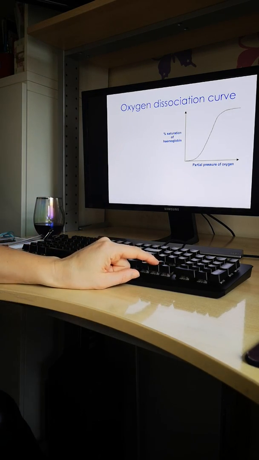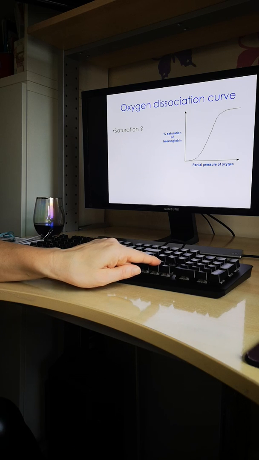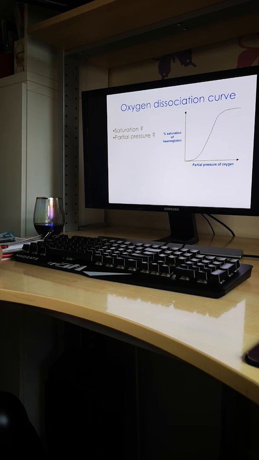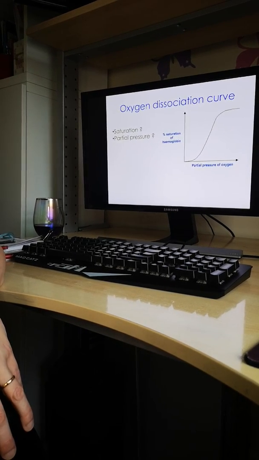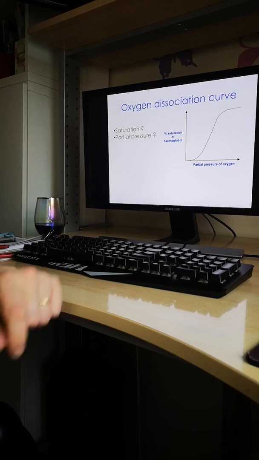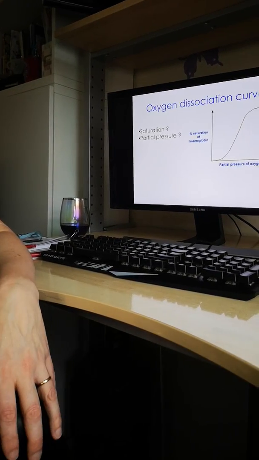Okay, so on your graph then, I want you to have a look at the saturation, and think about where it's highest, and then have a look at partial pressure, where that's highest, and is there a relationship between those? Again, look at partial pressure when it's lowest, and have a look at saturation.